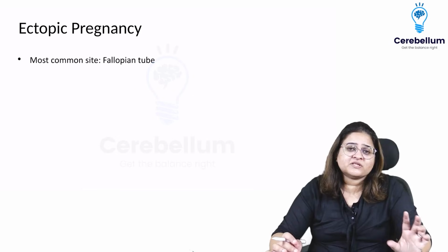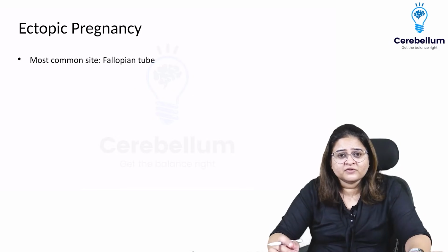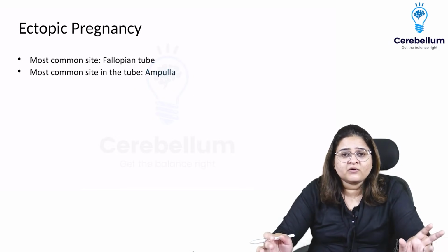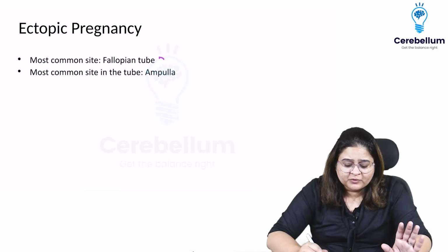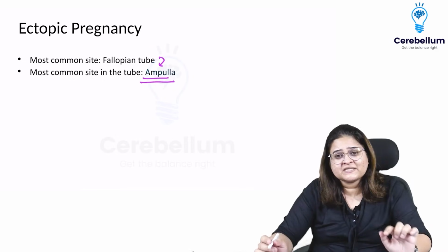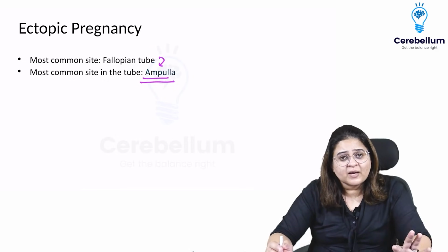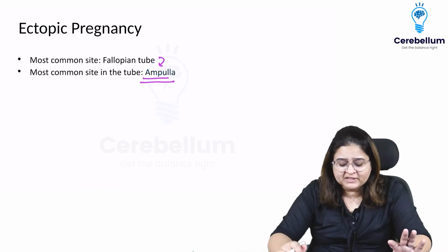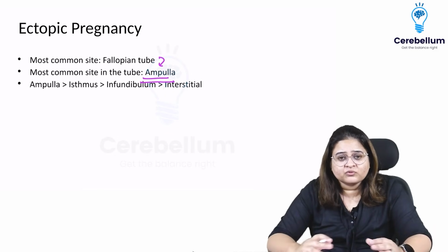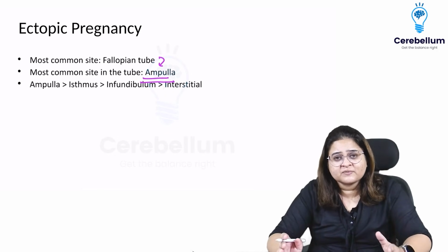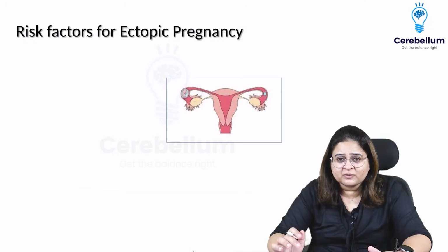It is a pregnancy which is implanted outside the main body of the uterus. It could be most commonly found in the fallopian tube. In the fallopian tube, the widest part is the ampulla. This is where fertilization is also happening. So the most common site in the tube is the ampulla. And if you want to know the incidence: ampulla, then isthmus, then infundibulum, and then the interstitial part.